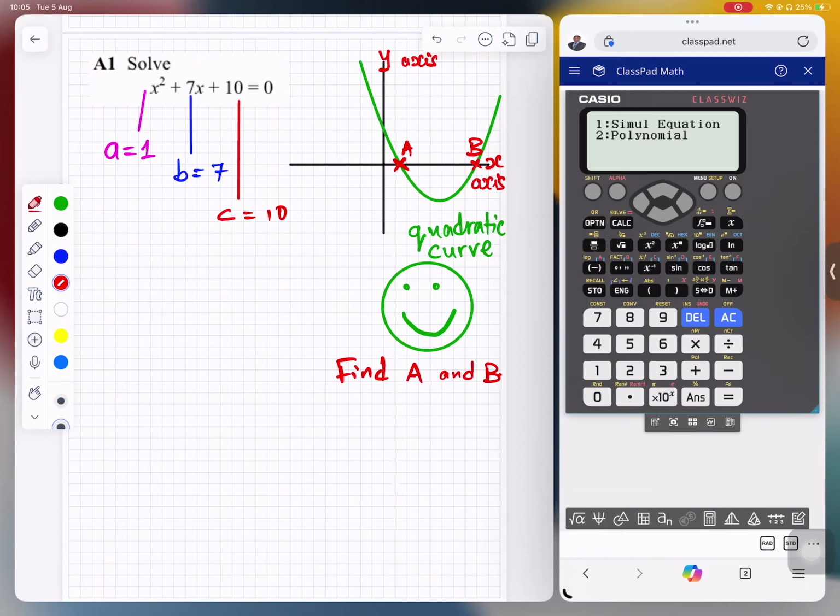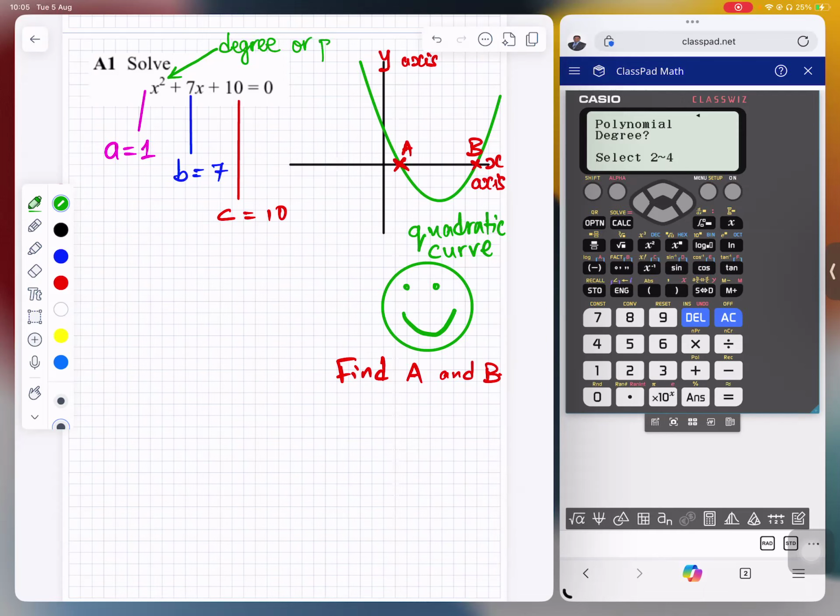When you get that screen, let me know. Yeah, I've got it. And then what does number 2 say? Polynomial. So you press 2. And then it says polynomial degree. Degree means the highest power of x. In this question, the highest power of x is 2. So I put an arrow there. You see there, that means the degree.